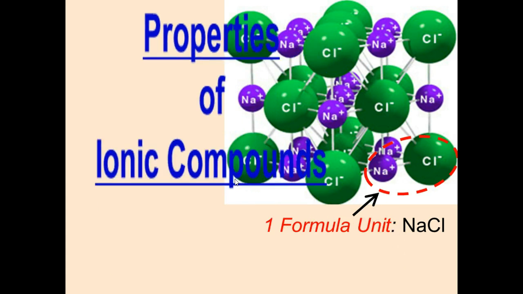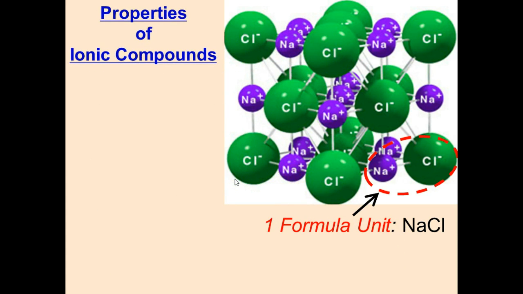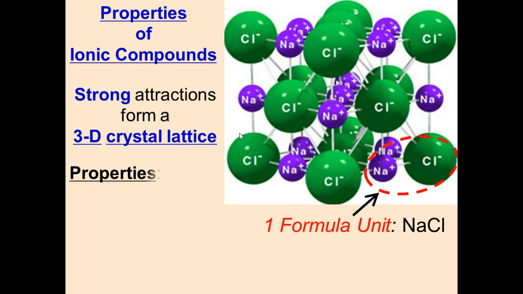And so here are the properties of ionic bonds that we have to know. There are about 5 different properties. And again, the strong attractions form a 3D crystal lattice. And so here in this picture you can see that the chlorine and sodium form a nice tight cube. And here are the 5 properties.